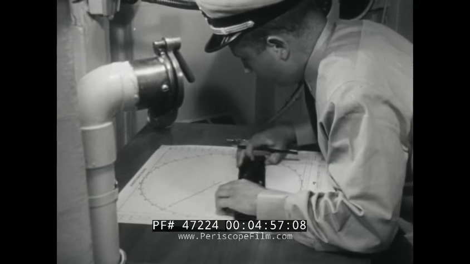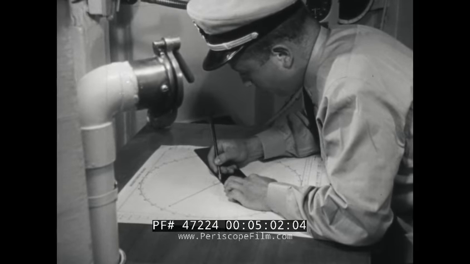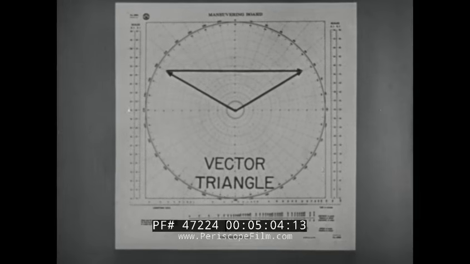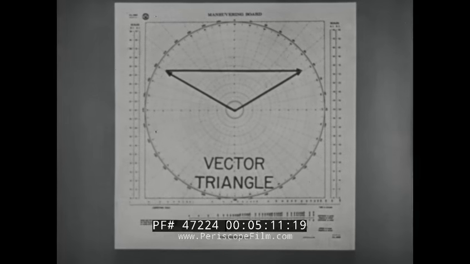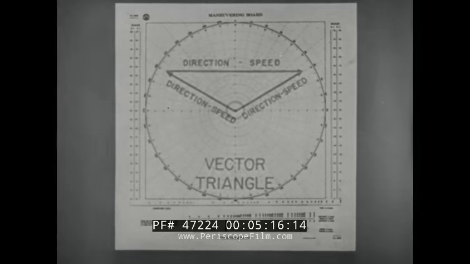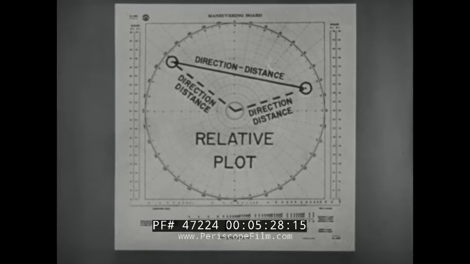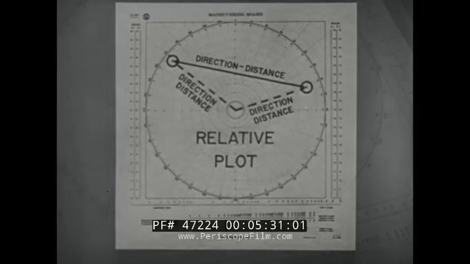You will use the maneuvering board to help you draw two separate and entirely different diagrams. One will be a vector triangle consisting of lines whose directions and lengths bear a mathematical relationship to each other. Each side will represent a direction and a speed. The other diagram will be a relative plot that shows the successive bearing and range positions from the reference point. The lines on a relative plot represent direction and distance.